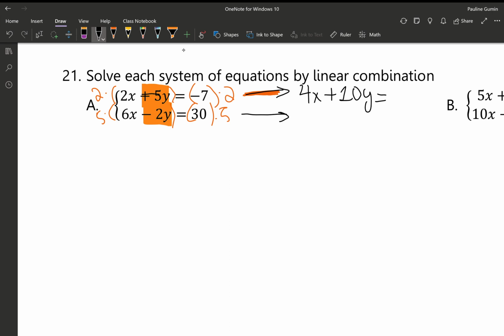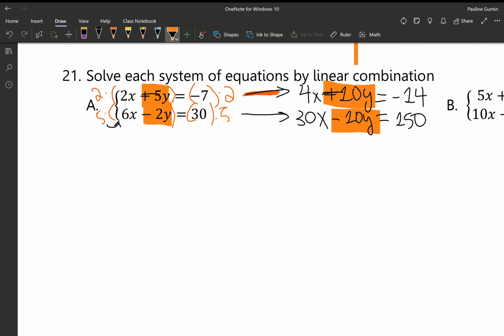And 2 times negative 7 is negative 14. 5 times 6 is 30x. 5 times negative 2y is negative 10y. And 5 times 30 is 150. And I gotta say, we succeeded. Our y's are officially opposites.